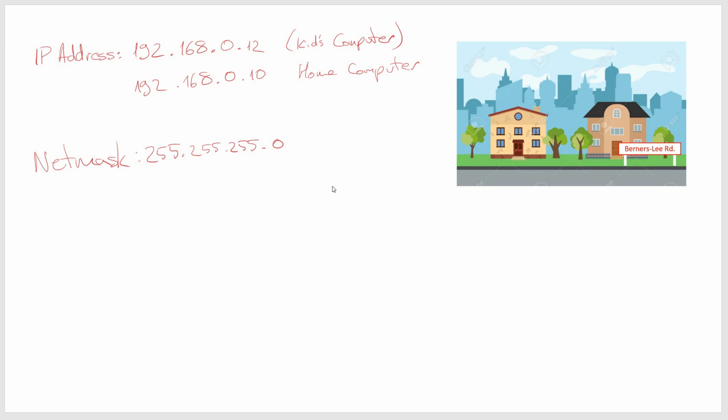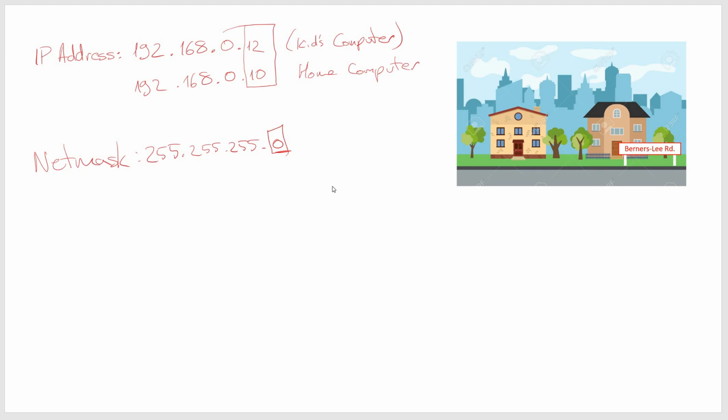Now, if you thought about an answer, let's check if it was the correct answer. The reason why these last numbers have to be different on an IP address for these devices is because on the net mask, this number right here is 0. Now, to explain how that works, if we look at these two houses in this picture, they are on the same street, and the road is called Berners-Lee Road.